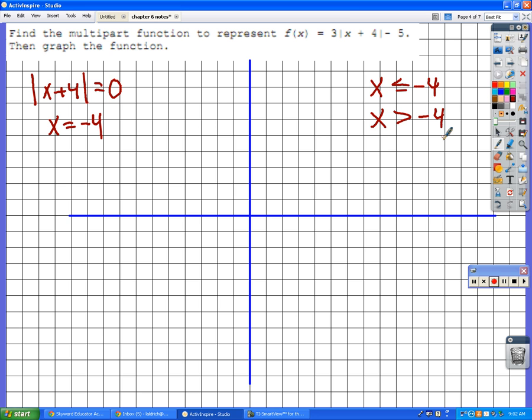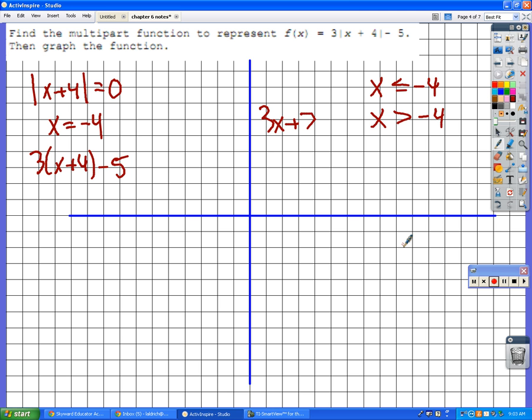Okay? So let's do the easy one first. So if I am greater than -4, what's true about all of the things inside here? They're positive, so that means I don't need the absolute value symbols anymore, so I can think about them as parentheses instead. So that would be 3 parentheses x plus 4 minus 5. What do you get from that? 3x plus 7. Okay? So where x is greater than -4, our graph is going to look like part of the graph of 3x plus 7.